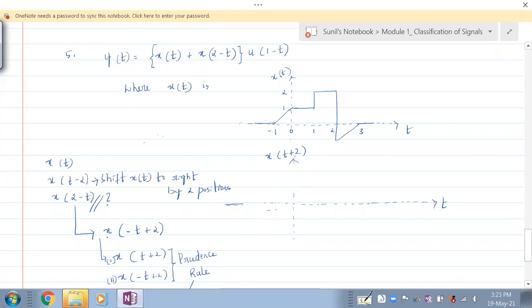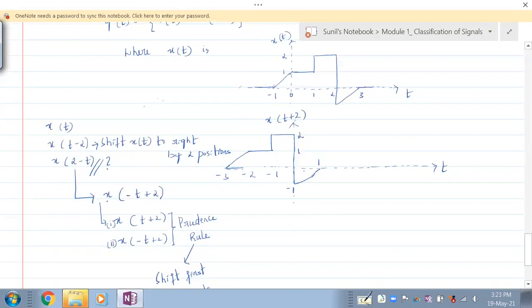This is -1, -2, -3. So from -3 to 2 you will have this. From 2 to 1 this. From 1 to 0 this. Then this will come down and this will end at 1. -1, 1. So this is what is x of t plus 2, mind you. This is x of t plus 2.